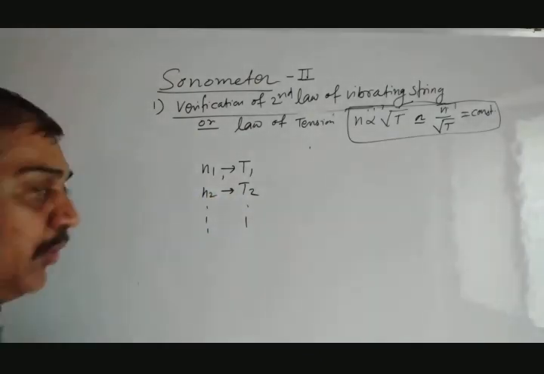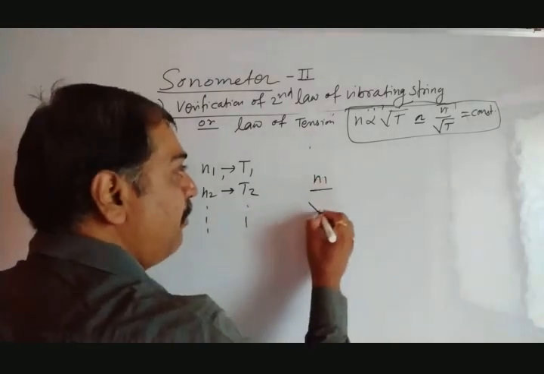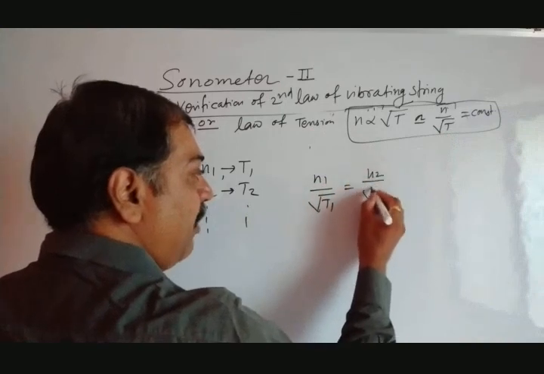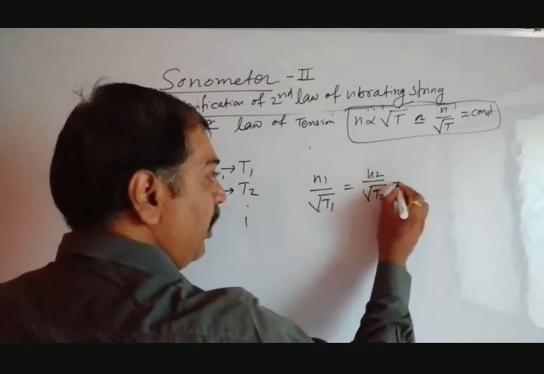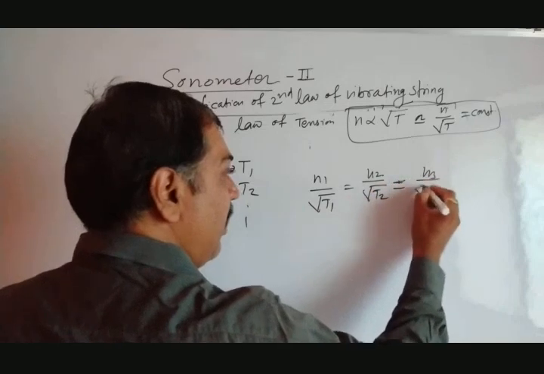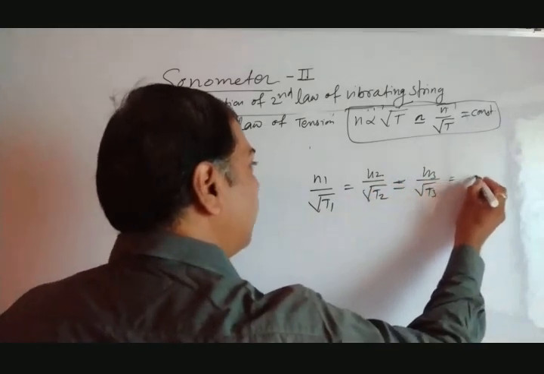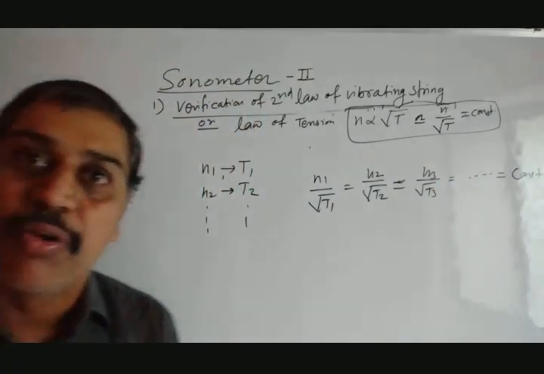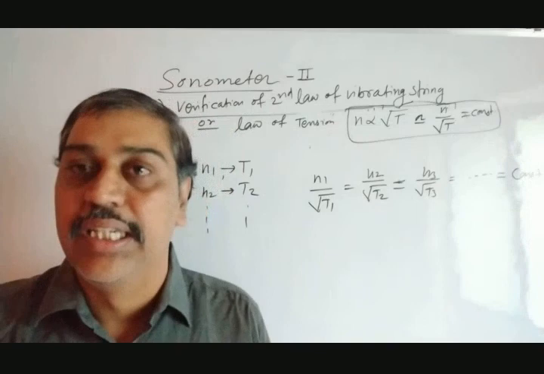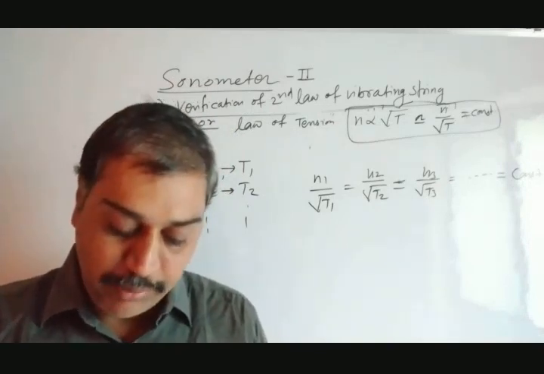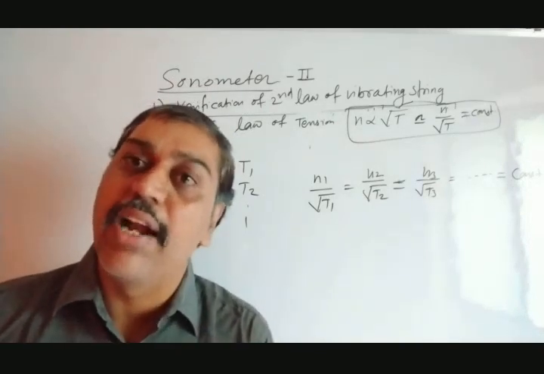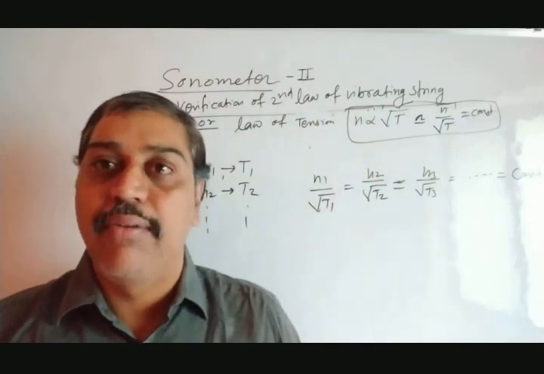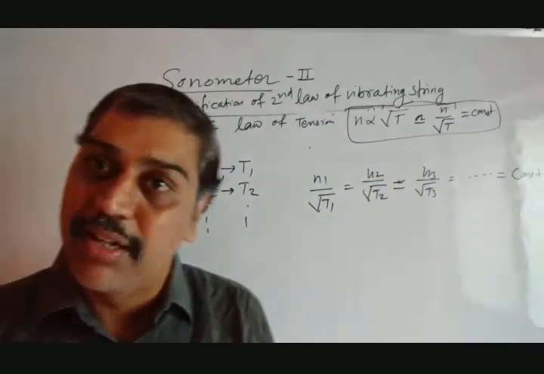So finally, we can just use a formula. N1 divided by the square root of T1 equals N2 divided by the square root of T2 equals N3 divided by the square root of T3, and so on. A large number of these ratios equal what? Constant. All these ratios are constant. If they are found to be constant, we can say that the second law of vibration of the string gets verified by using the same instrument, the sonometer. Hence our second aim is also verified.